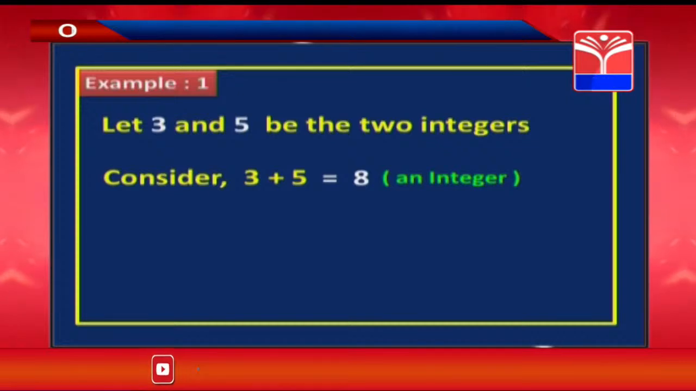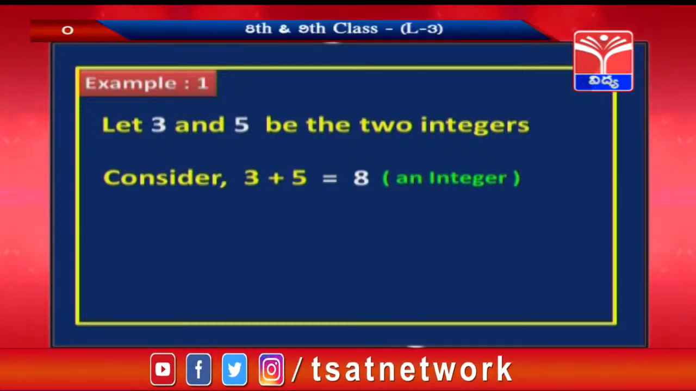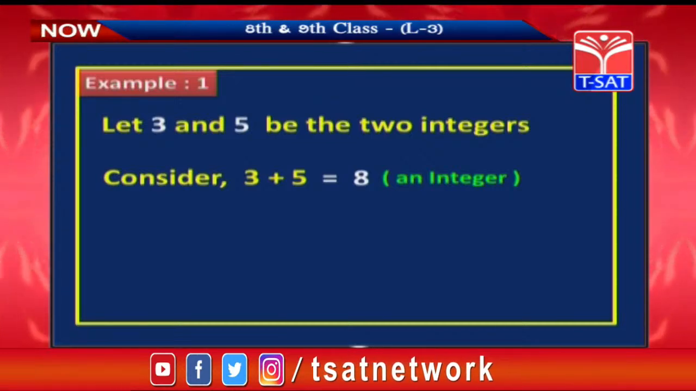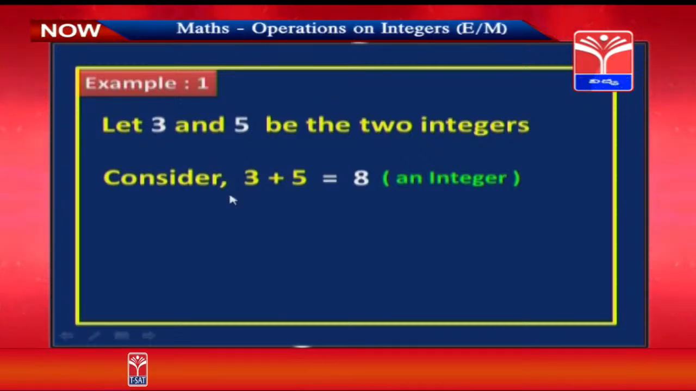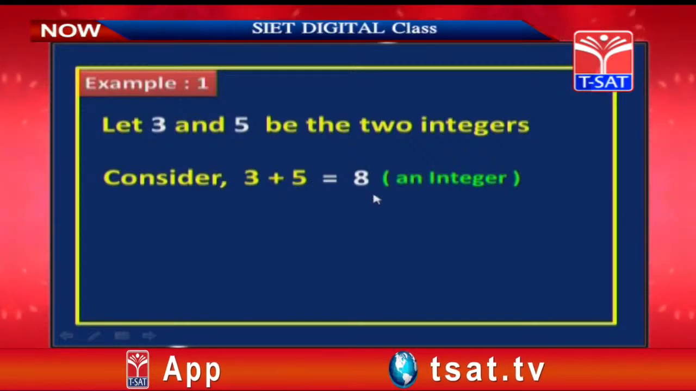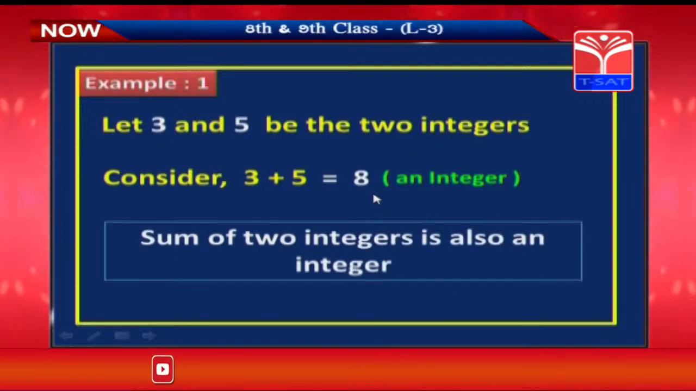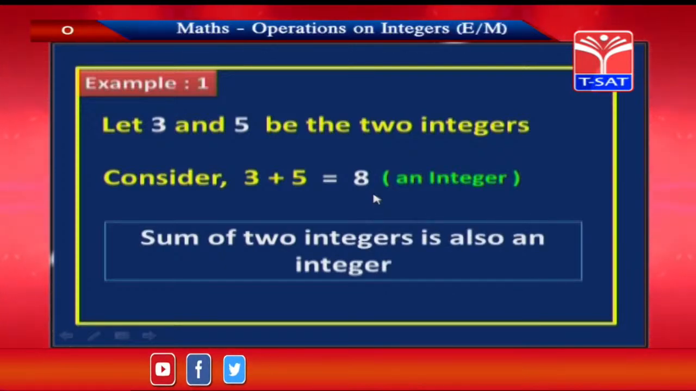Now, what is 8? Yes, it is also an integer. That means, I have taken two integers, that is 3 and 5, and I added them. When I added these two integers, I got another integer. That means, I can say the sum of two integers is also an integer, isn't it, children?